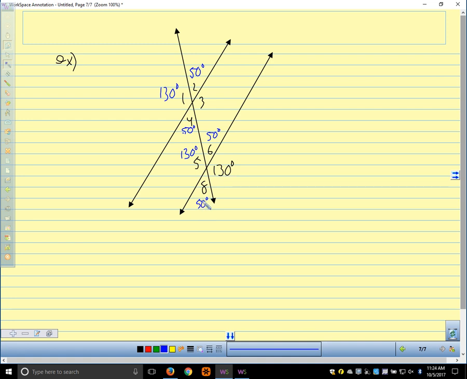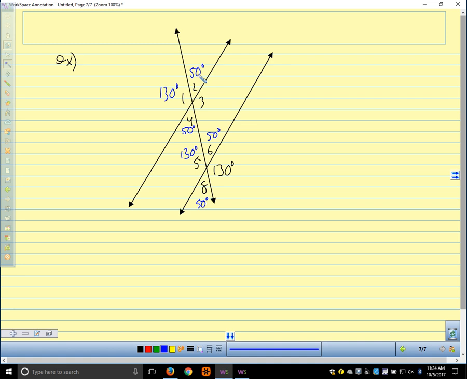Uh-huh. So therefore, the 6 is 50. The vertical. And so therefore, what? And so therefore, 4 is 50 because alternate interior. Mm-hmm. Nice. So therefore, 2 is 50 again. Vertical. Yeah. So you can kind of zigzag through. We could also think about it a couple of other ways. Once we figure out this one is 50, well, 8 and 4 are corresponding, so that has to be 50. 8 and 2 are alternate exterior, so those are congruent.